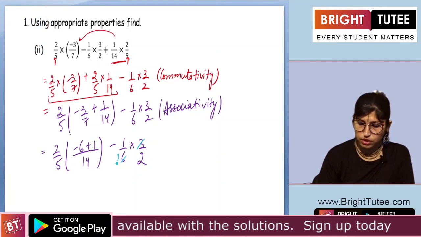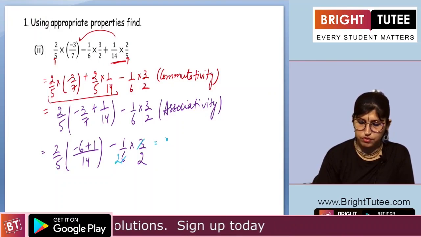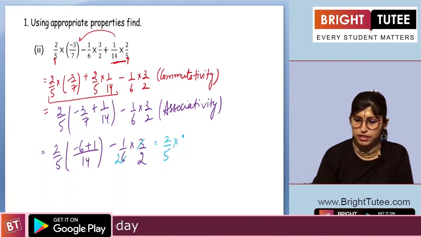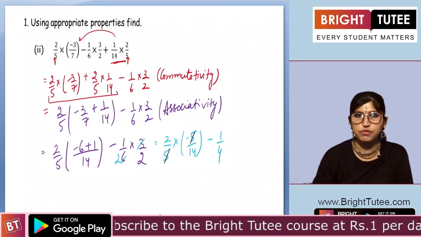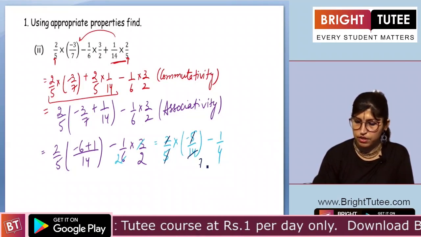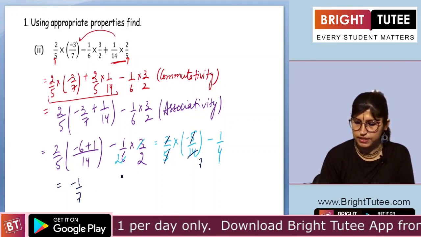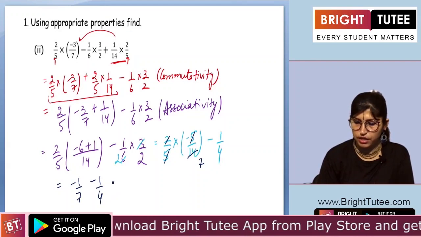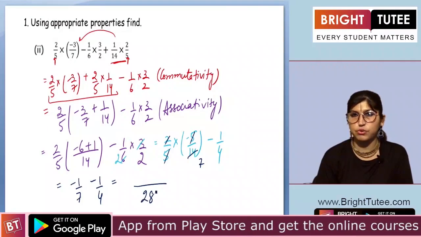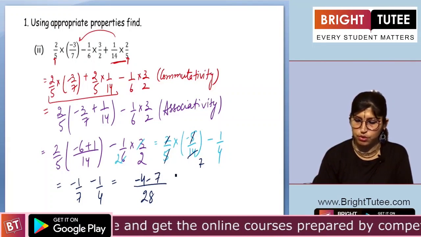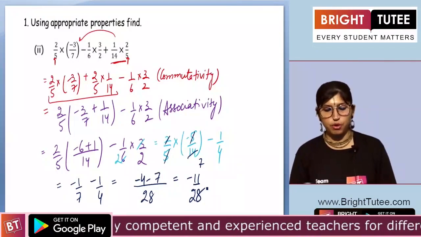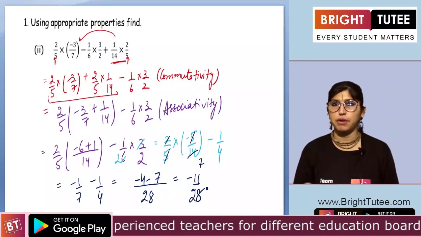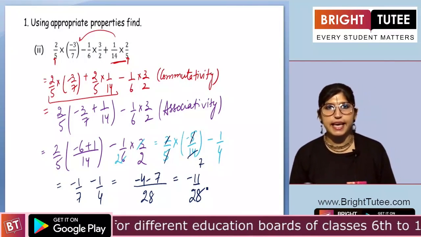Now we can cancel this out and we'll be getting 2. Now we are left with 2 upon 5 times 1 minus 6, which is minus 5 upon 14, minus 1 upon 4. Now we can cancel the 5s, and 2 by 14 gives 7. So we'll be getting minus 1 by 7 minus 1 by 4. So we'll be taking LCM, we'll be getting 28. So we're getting minus 4 minus 7, which will be minus 11 upon 28. So by using appropriate properties, the final answer we should be getting is minus 11 upon 28.